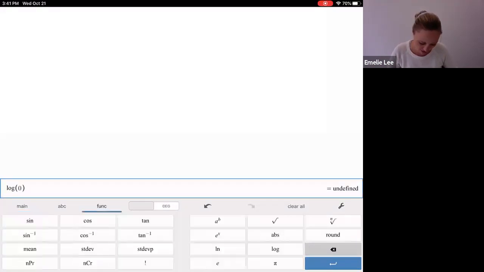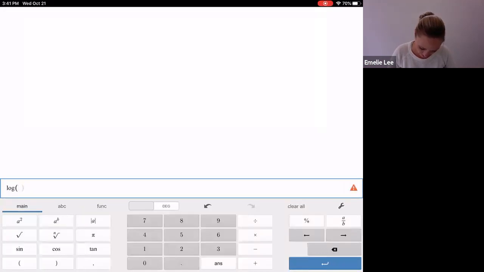You can try taking the log of a negative number, but it's not going to work. So, illegal math, taking the log of a negative number or a 0. You can try taking the log of -4, for example, and it will also be undefined. So that's going to factor into our domains, if we're talking about the domains.